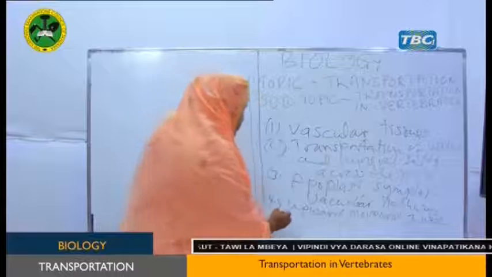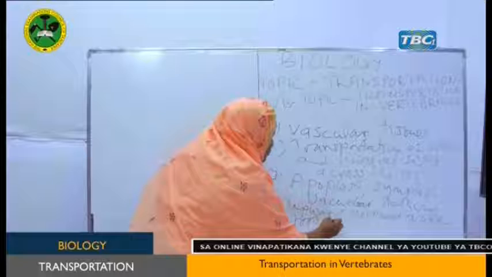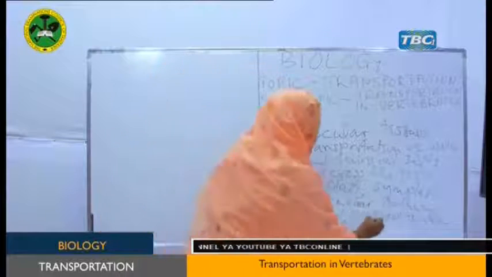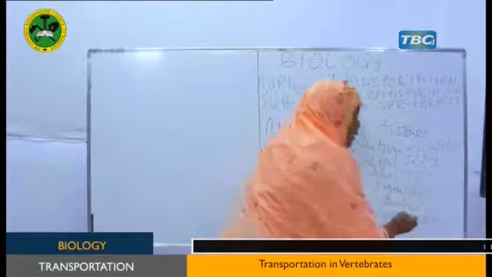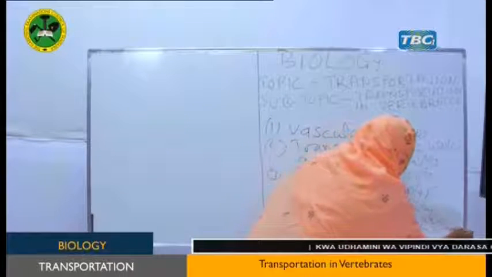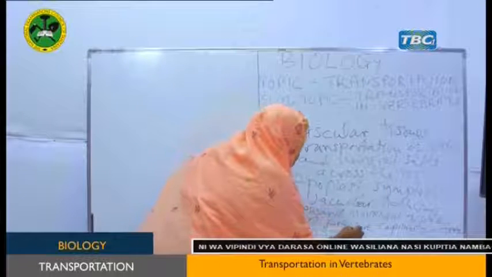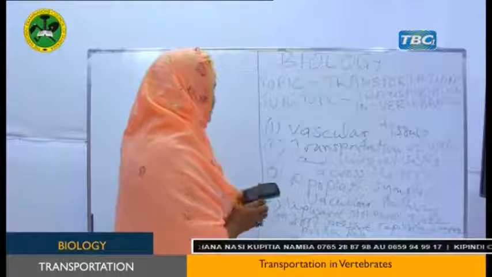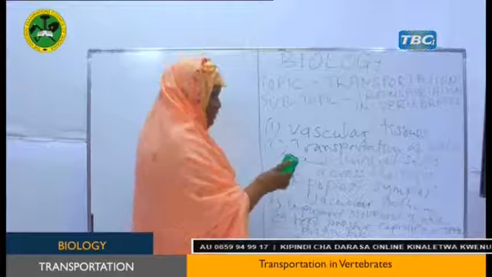That means root pressure, capillarity, and the transpiration pull. We also discussed, let me rub point number 1 and 2 in order to get the space there.